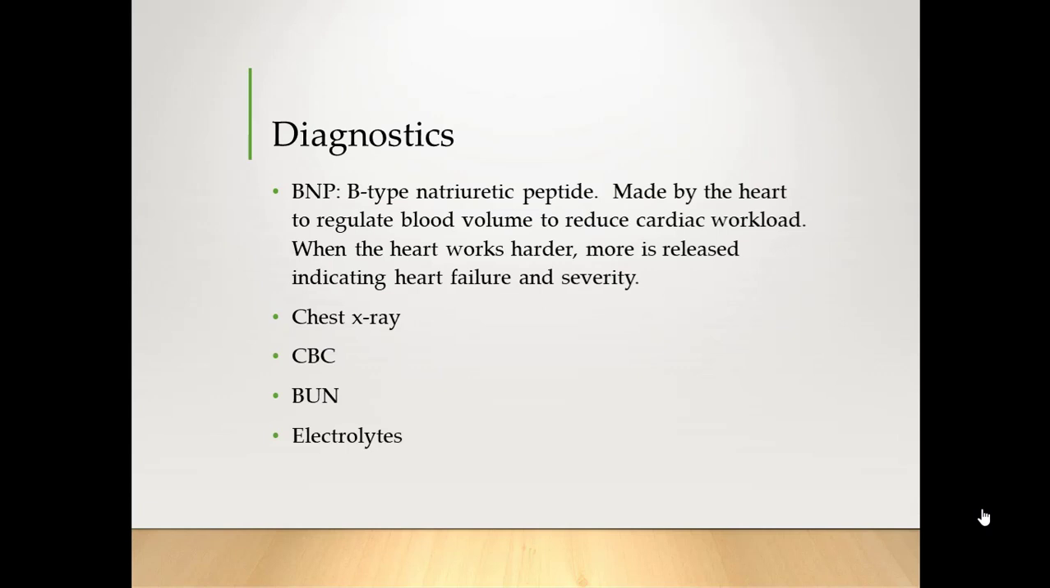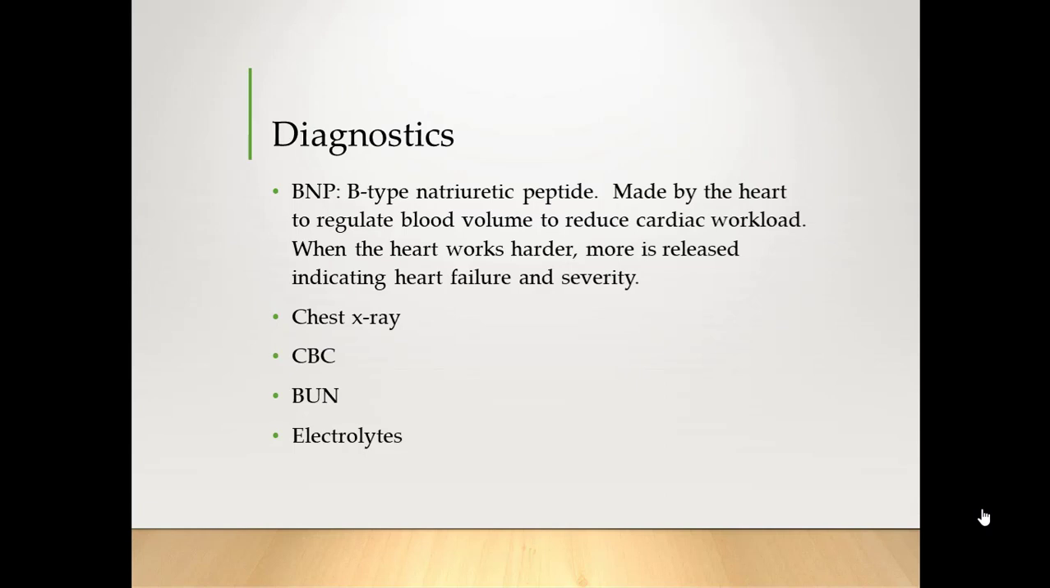Diagnostics, here's the BNP that I talked about. BNP is for pulmonary edema, for congestive heart failure, basically the same thing where that fluid's building up in the lungs. BNP, it's a B-type natriuretic peptide. The heart makes this to try and regulate the blood volume to reduce the work of the heart.